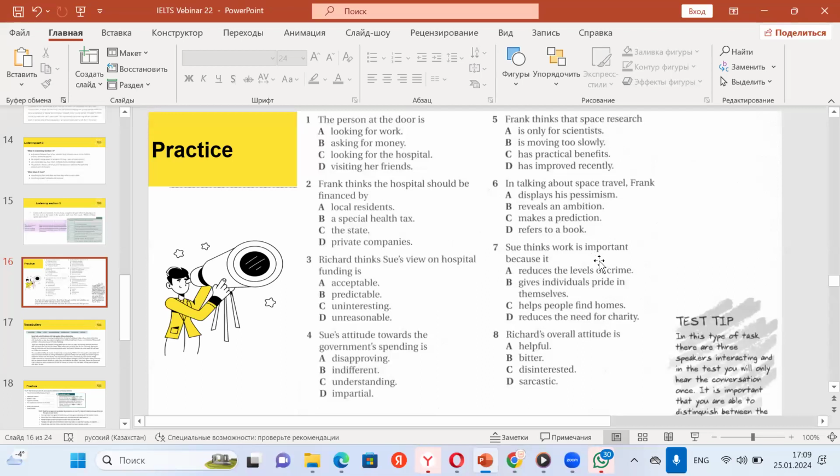Sue thinks work is important because it reduces the level of crime, gives individuals pride in themselves, helps people find homes, or reduces the need for charity. Eight: Richard's overall attitude is helpful, bitter, disinterested, or sarcastic.